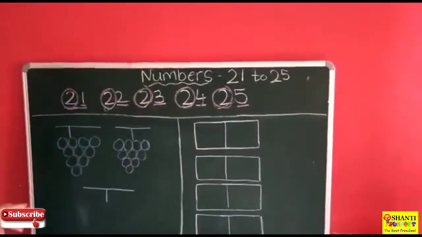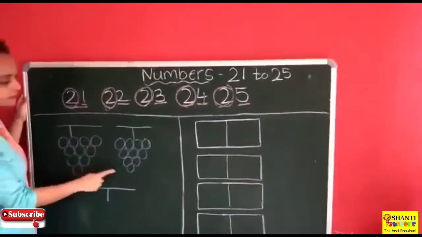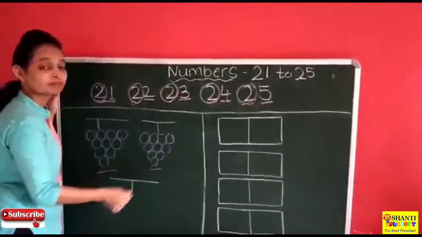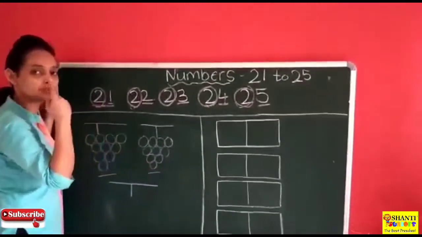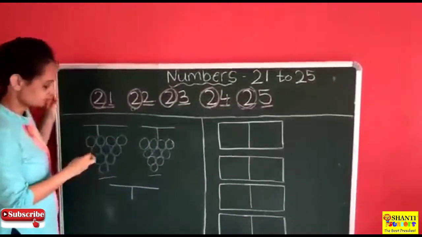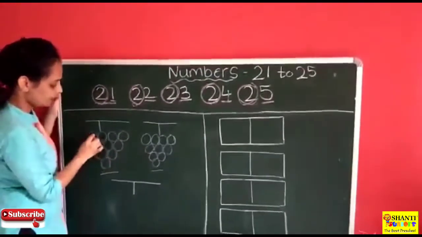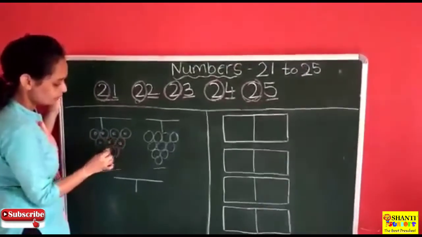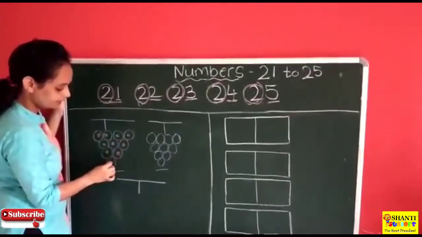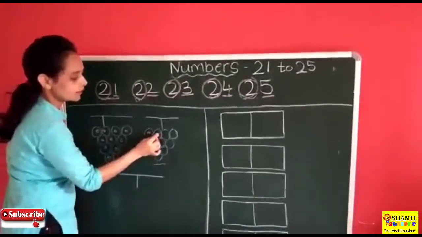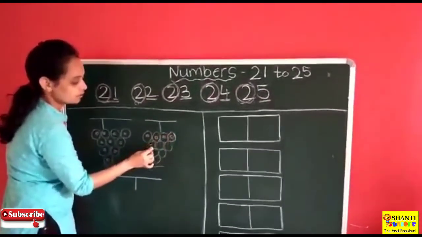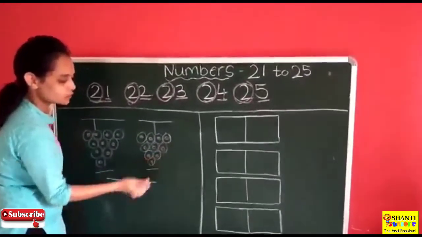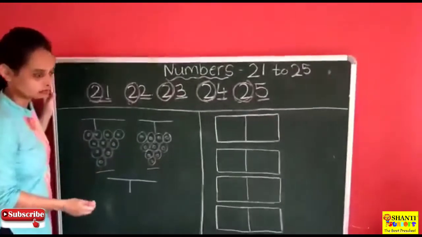So children, can you see these grapes? Why have I drawn 2 bunches of grapes? Because this is 10 and this is 10. It becomes 2 tens. Yes, it becomes 2 tens. It's 20. 1, 2, 3, 4, 5, 6, 7, 8, 9 and 10. 11, 12, 13, 14, 15, 16, 17, 18, 19 and 20. So it becomes 20.